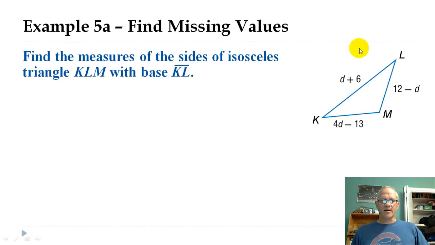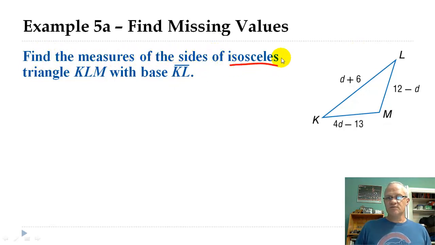We're almost done. Again, as always, we want to be able to use this information to help us solve some problems and find missing values and so forth. All right, so here's what they've given us here. Find the measures of the sides. Oh, here, this is important. It tells us that we have an isosceles triangle with the base KL.